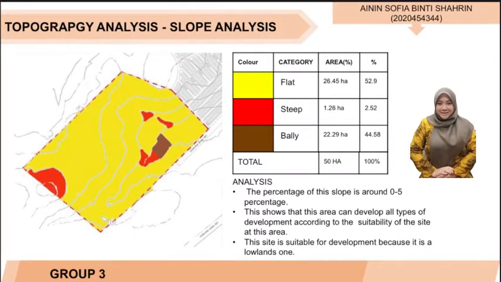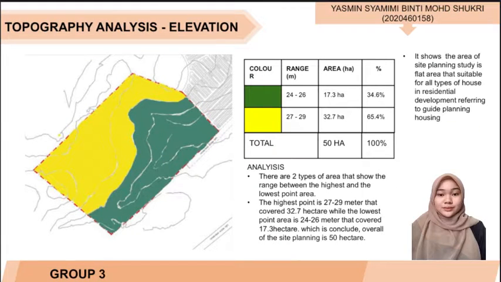Slope analysis. There are 3 categories of slope, are flat, valley, and steep. In this slide, it shows that this area is suitable for developing a residential area. The reason I said that this site is suitable for residential area is because it is a low land, so it is suitable for all type development.